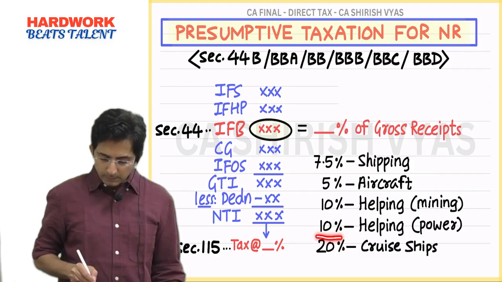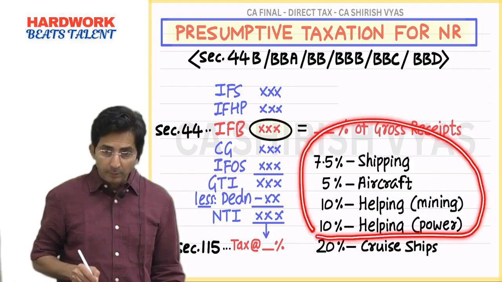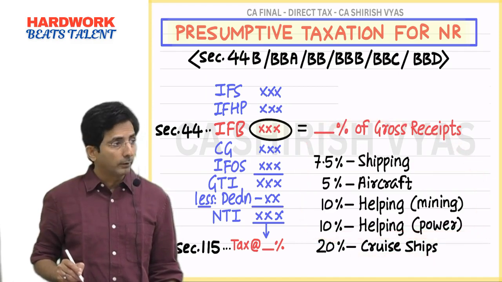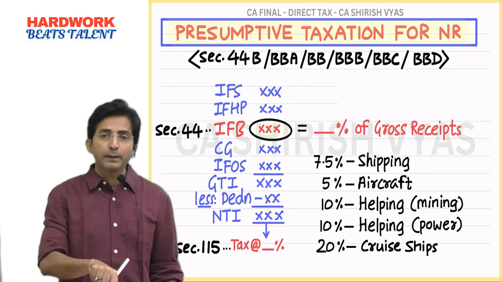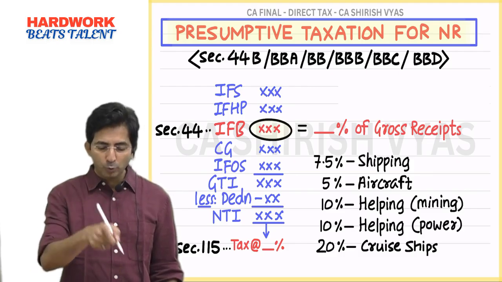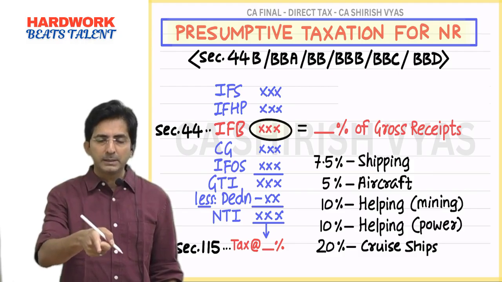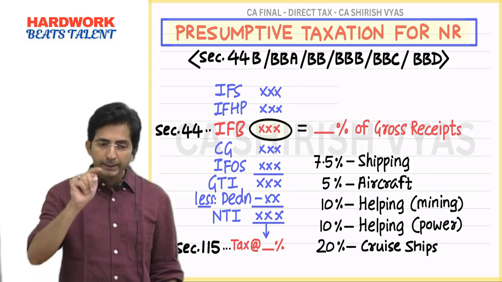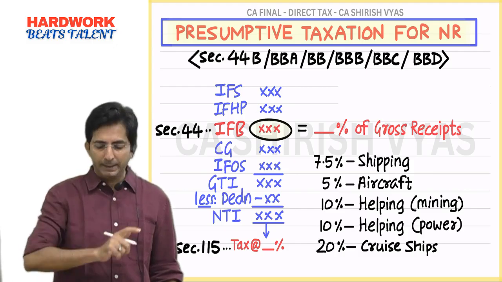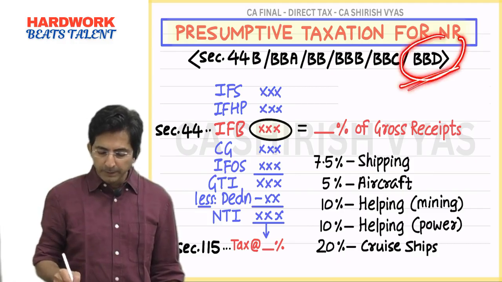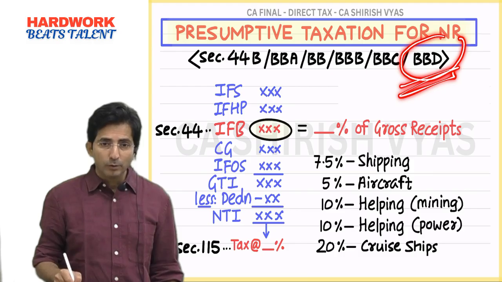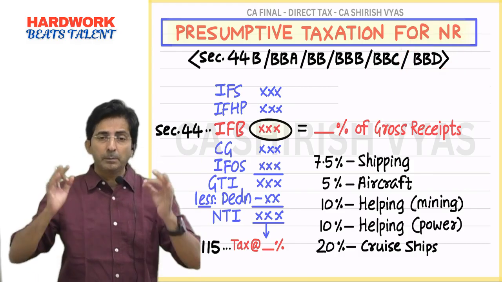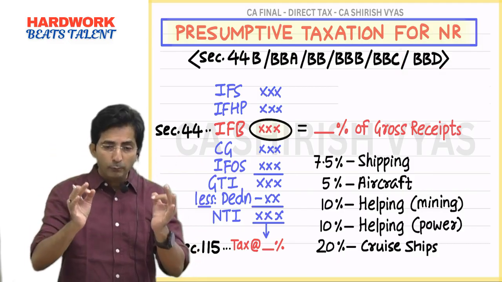You know, these 4 sections are very old. But cruise shipping section came when? In Budget 24. Now, in Budget 25, for you people, students appearing in May 26, September 26, Jan 27, what budget is latest? Budget 25. In Budget 25, one more section came. 44 BBD. That is for what, you know, if some non-resident is helping Indians to set up electronic goods manufacturing facility.